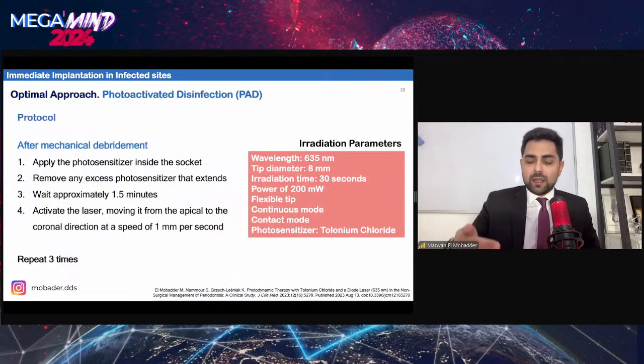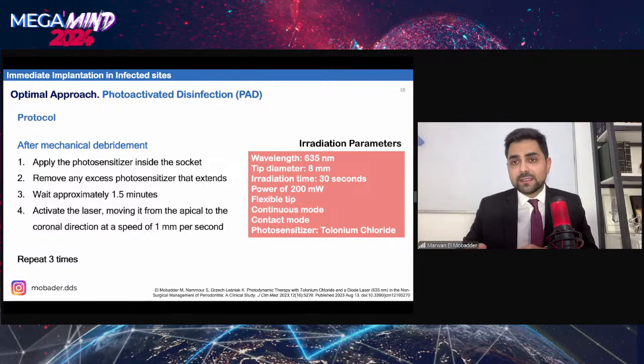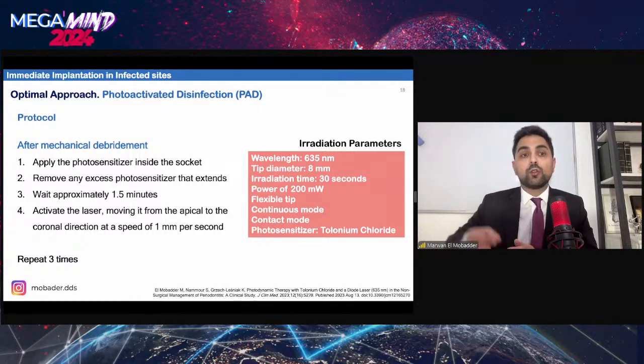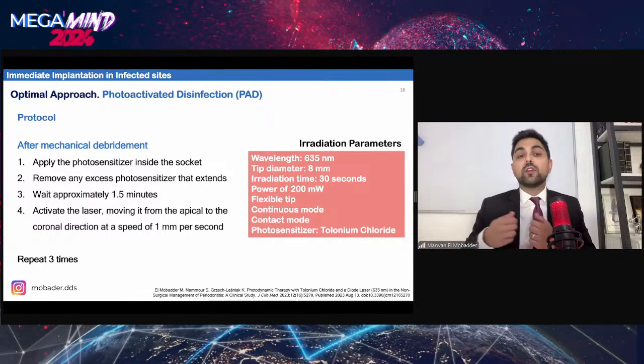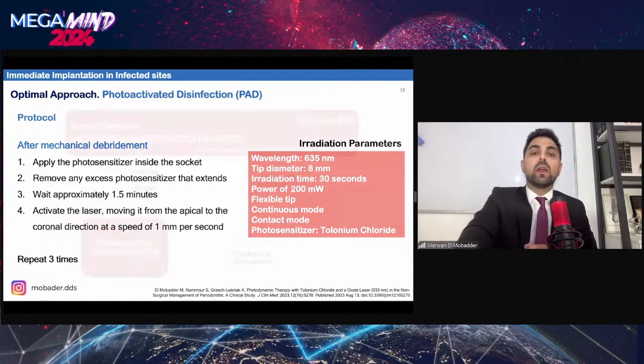Of course, the calculation of the parameters was made based on studies, and it is very sensitive if we want to have an optimal approach. We don't have time to talk about this. The idea is, after mechanical debridement, to use the photosensitizer, wait for almost 1 minute, activate the photosensitizer with a light, and you have to do exactly the same protocol 3 times, and then you can place your implant.